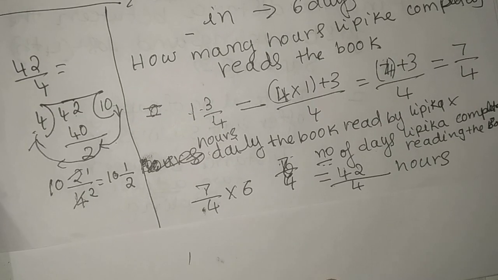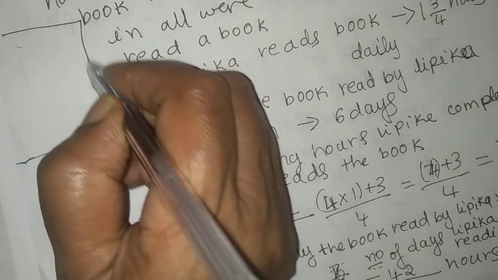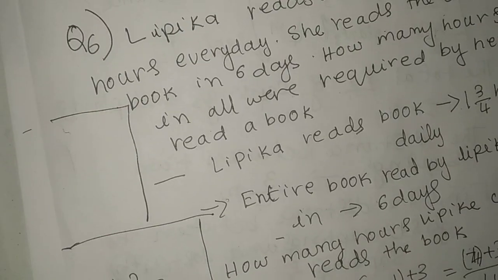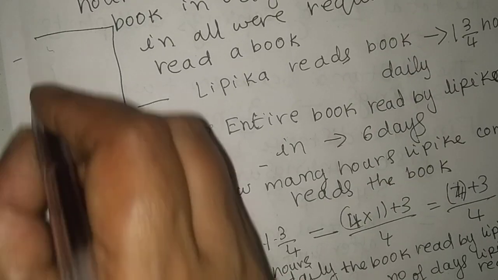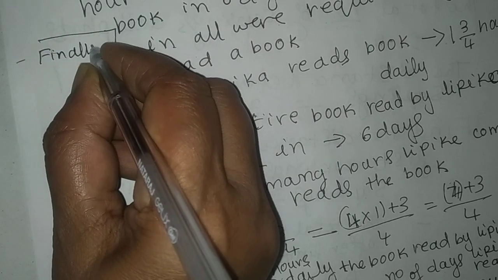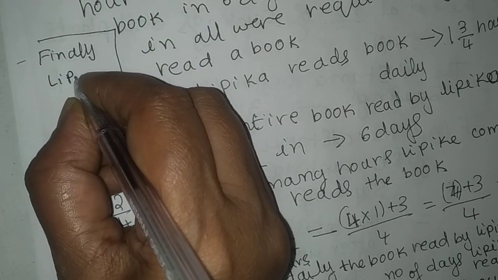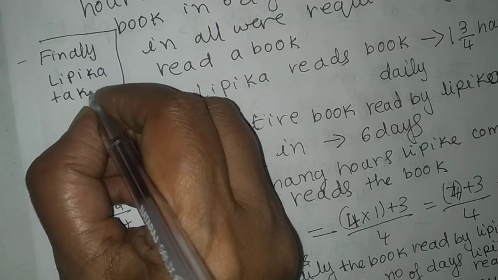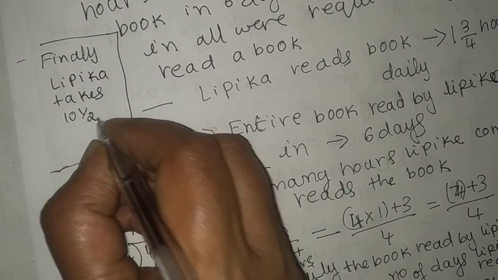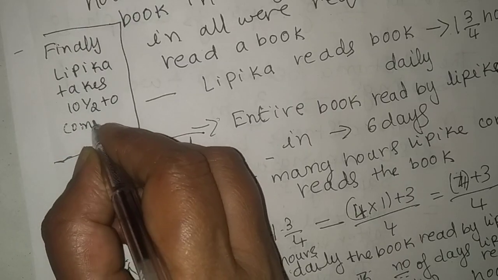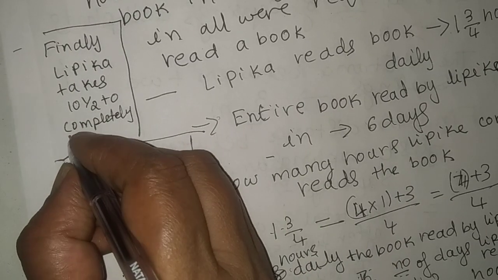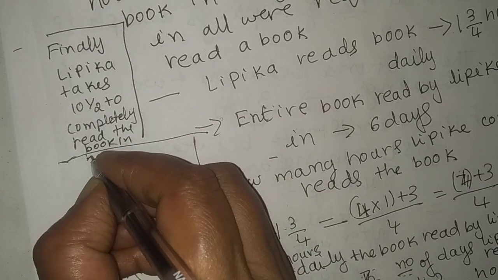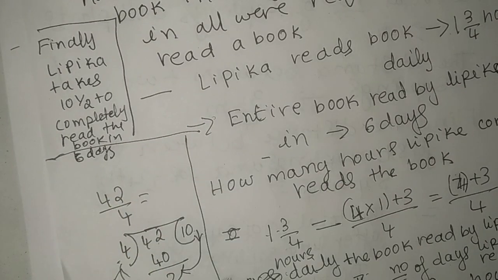So finally I have to write here. Finally, because there is no space here, Fathima takes 10.5 hours to completely read the book in 6 days. That's all. This is the solution.